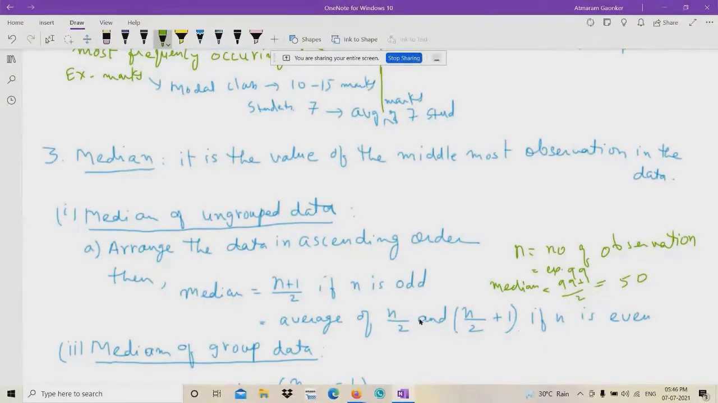Now, for even n, it is the average of the n by 2 th and n by 2 plus 1 th observations. Let us say n is equal to 100. Then n by 2 is 50 and n by 2 plus 1 is the 51st. So it is the average of the 50th and 51st observation. This is an example of median of ungrouped data.